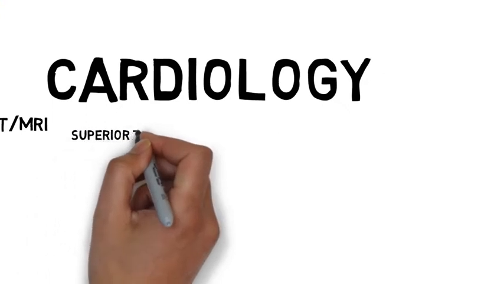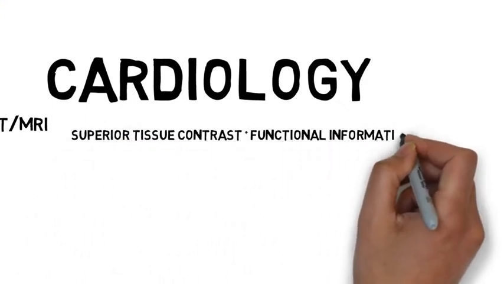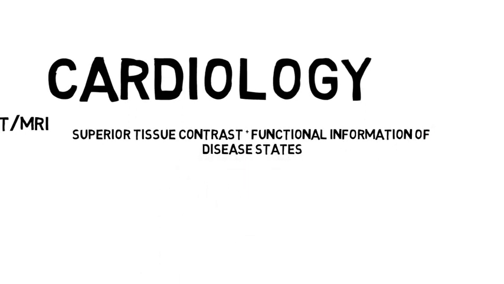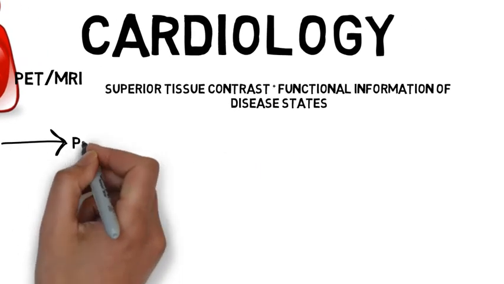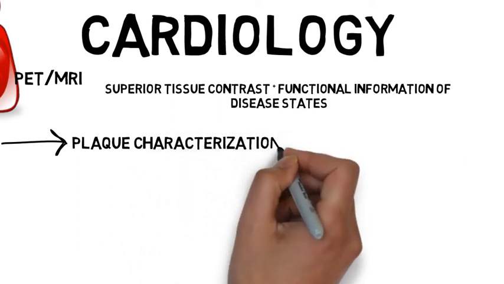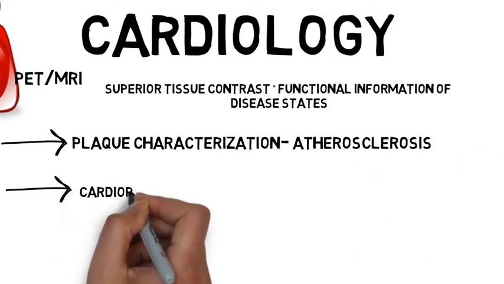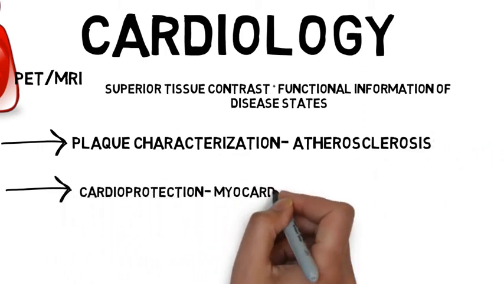In cardiology, it exploits the superior tissue contrast inherent in the MRI component and the functional information provided by PET in cardiac disease stages, leading to increased potential of plaque characterization in atherosclerosis and cardioprotection during acute myocardial infarction.